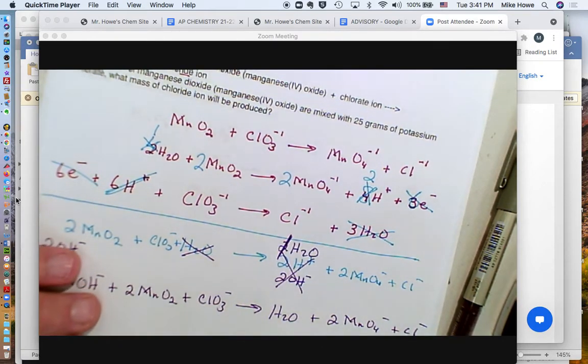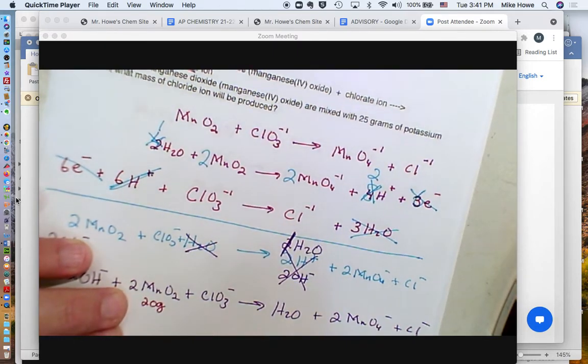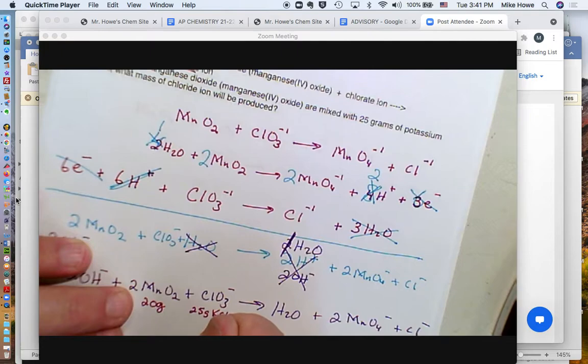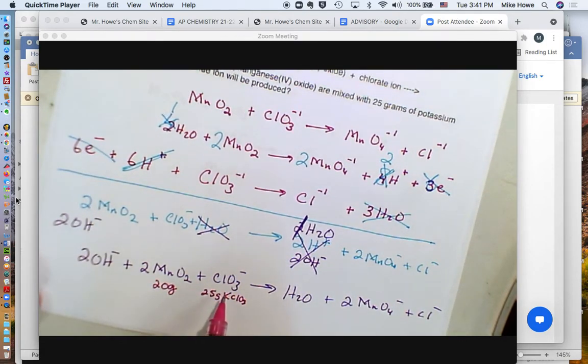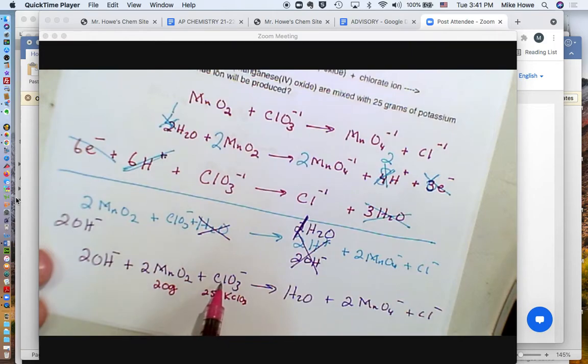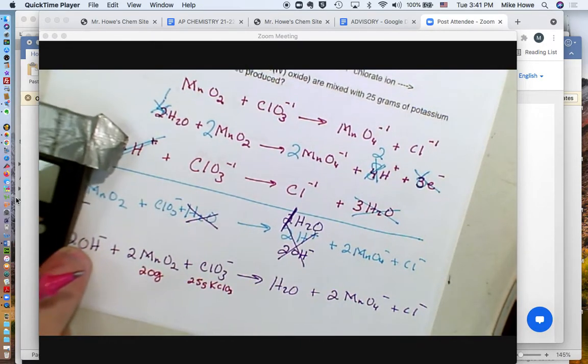It says that we have 20 grams of this. And it says that we have 25 grams of potassium chlorate. Now, this equation doesn't have potassium chlorate in it. Remember, the spectator ions are not included. So I didn't include the potassium in the equation, but the chlorate can't be existing on a shelf by itself. So it has to be in combination with some cation, and this cation that we used here is potassium. So what we have to do is find out moles of each one of these.